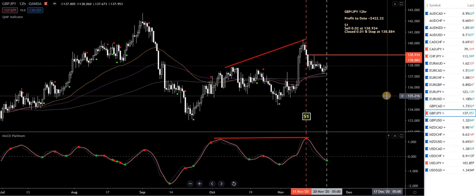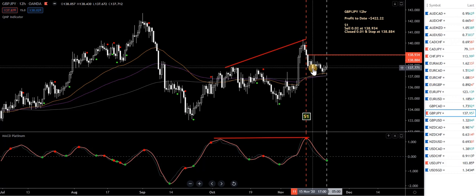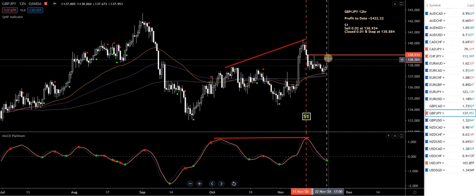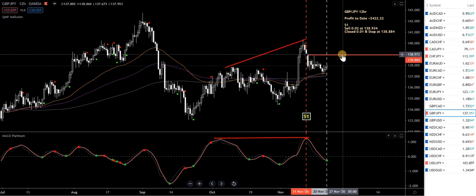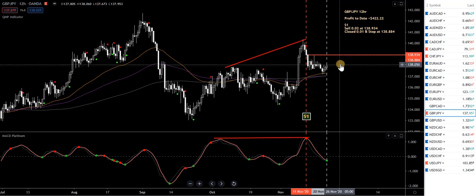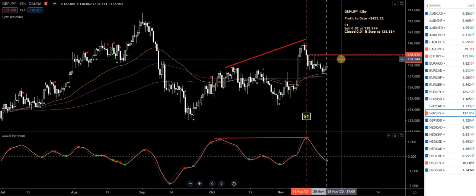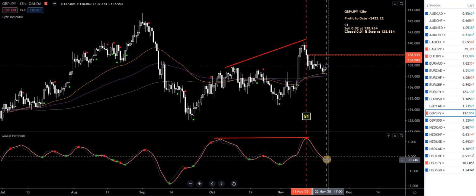Pound yen's highlighted because it looks like it's turning up. Come to the MAs, bounced off in a sell. Got a stop and place, already locked in some profit. I'll probably look at bringing that stop down on Monday. There's a warning line here, green dot on the MACD platinum below the 0 level.